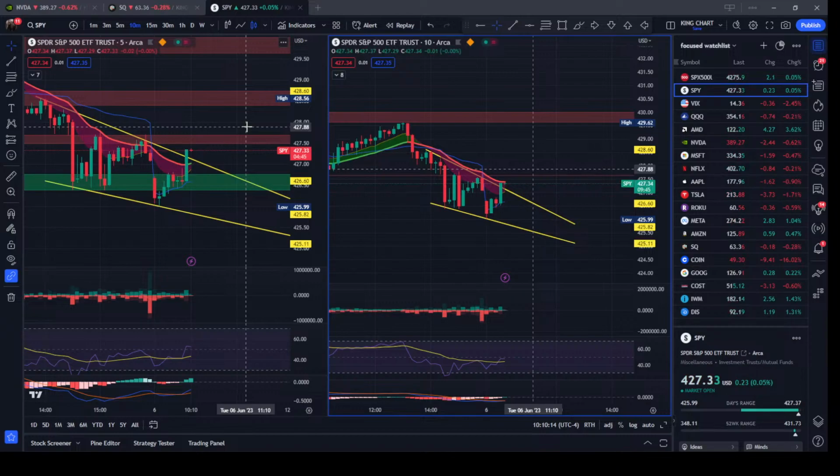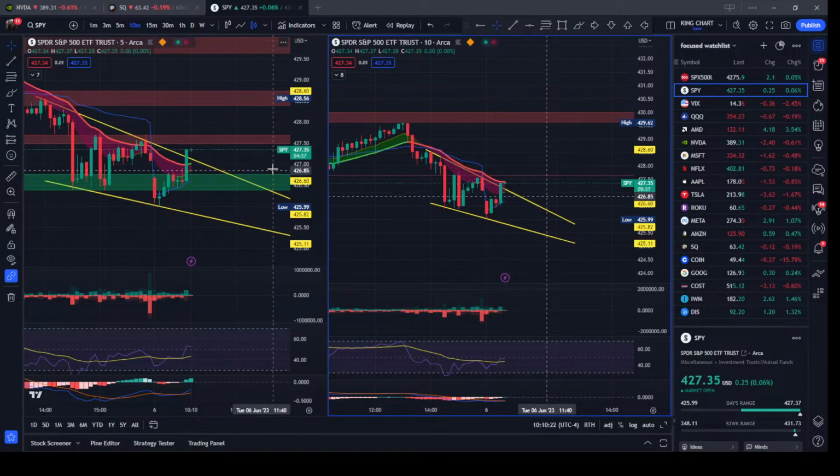All right, so I got the SPY 428 calls for June 7th expiration. I got them at 105 bucks. Of course, this isn't financial advice, but just letting you guys know what I take, how I trade, just giving you a little insight into what I'm doing.